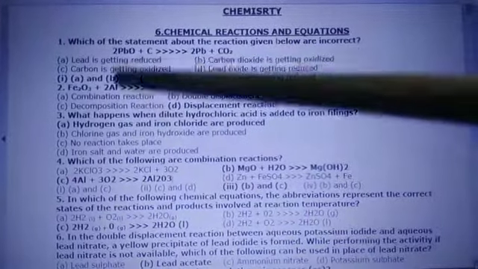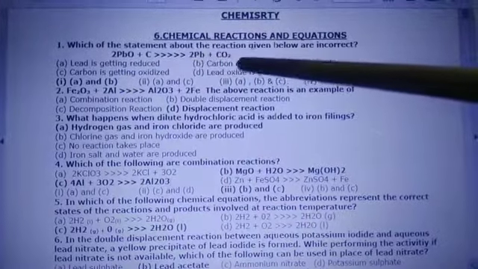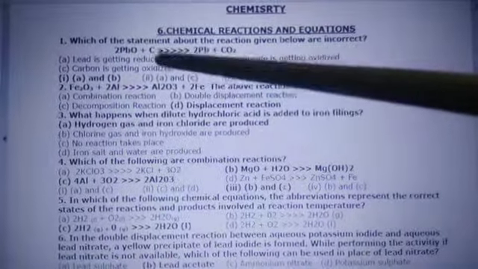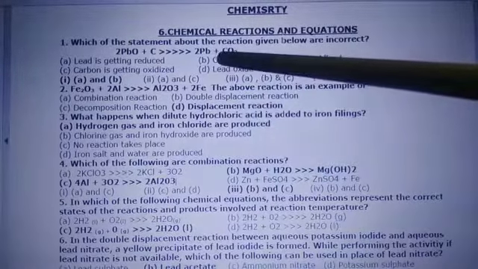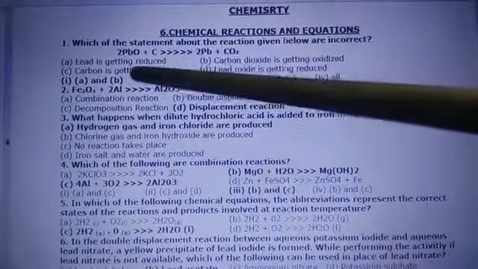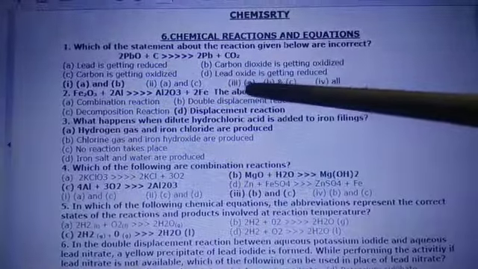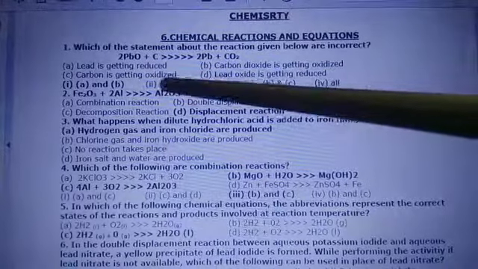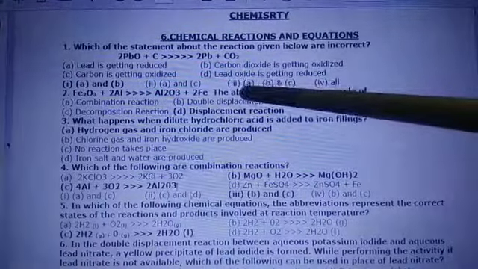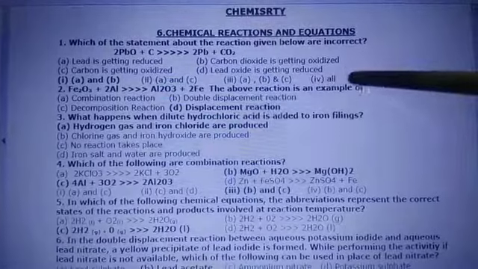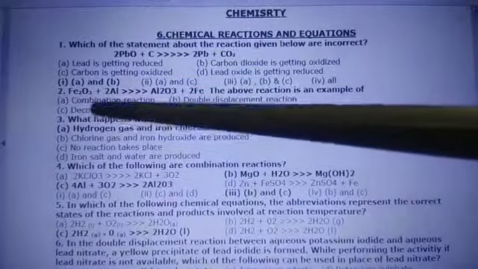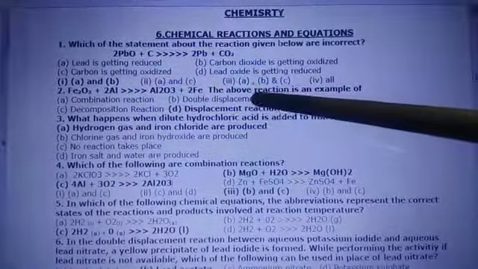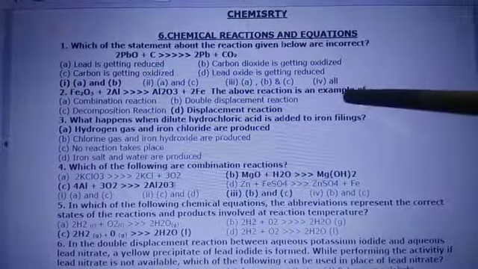The first question is, which of the statements about the reaction given below are incorrect? 2PbO plus C gives 2Pb plus CO2. A. Lead is getting reduced. B. Carbon dioxide is getting oxidized. C. Carbon is getting oxidized. D. Lead oxide is getting reduced. The answers are first A and B, second A and C, third A, B and C, fourth all.